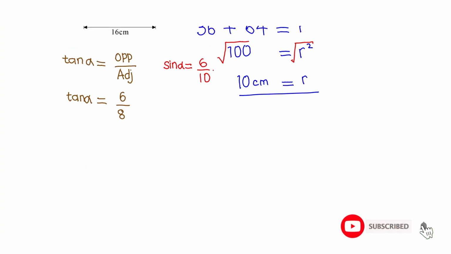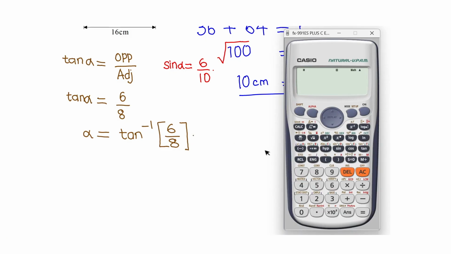So let's move on and get alpha. When we're getting an angle from trigonometry, we take the inverse of that trig ratio. So for our case now, we're getting the inverse of 6 over 8. Now we can get a calculator and get tan inverse of 6 over 8. So it's always good to close this bracket up, and our result is 36.86. So we can approximate it to a whole number, that is 37.